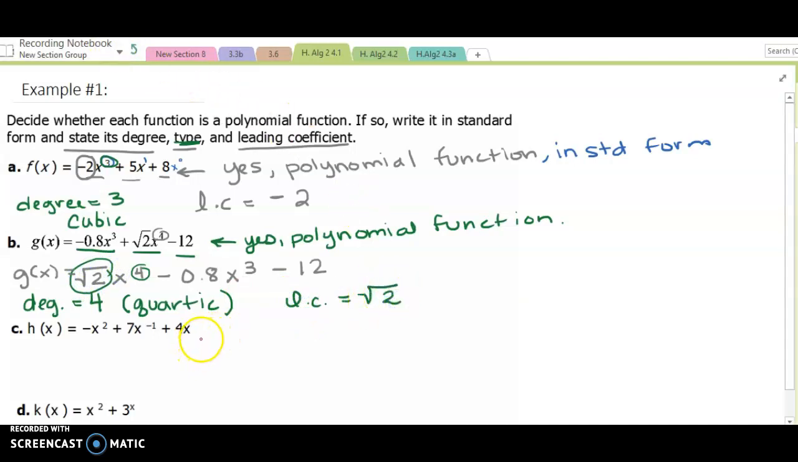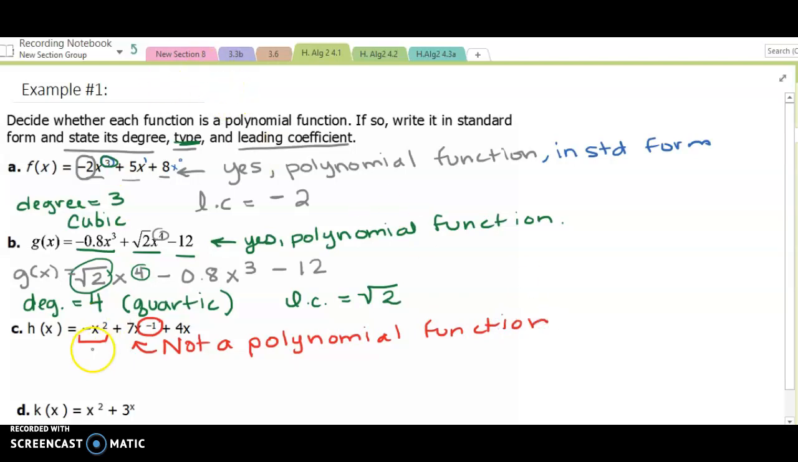All right, let's look at C here. Okay, first we want to decide, is this a polynomial function? So if I look at this, this is a monomial. This is not. And the reason it's not is because we have a negative exponent. So not a polynomial function. Okay, this negative exponent screws it up.